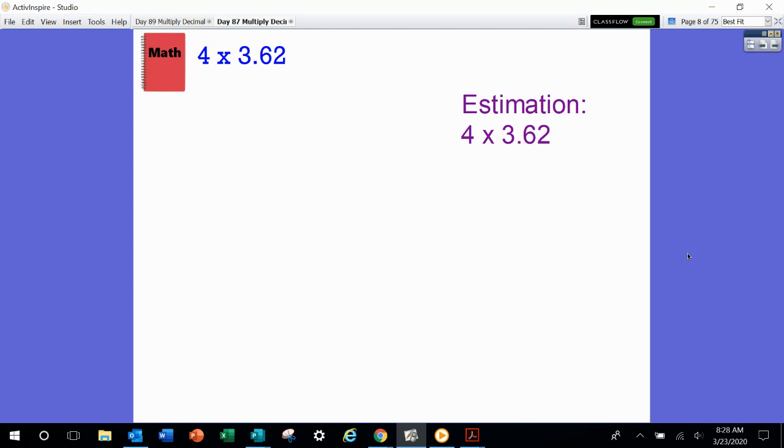So let's go ahead and show that on the computer screen right now. This you can write down in your notes, or you can just remember to practice it in your head to check if your answer is mathematically reasonable. So here we have 4 times 3 and 62 hundredths. I'm going to estimate that 3 and 62 hundredths to 4. 4 times 4 gives me 16. So my answer should be around 16.